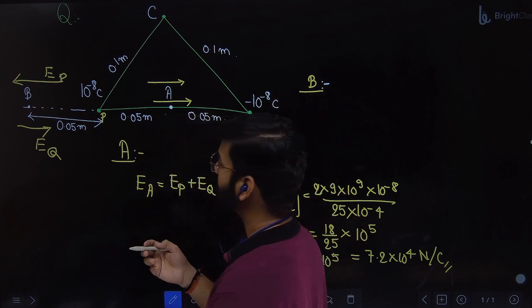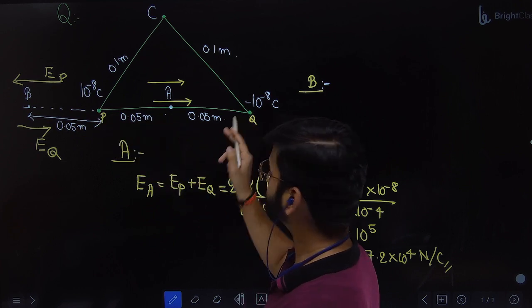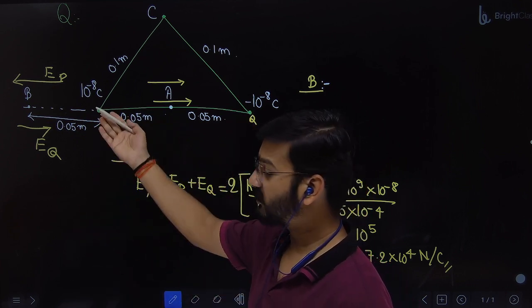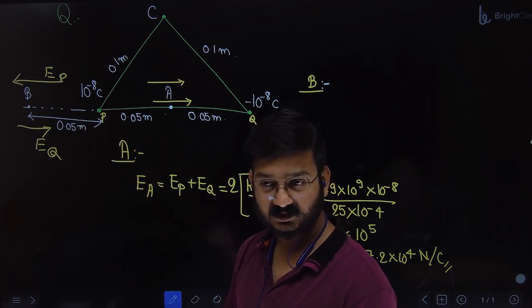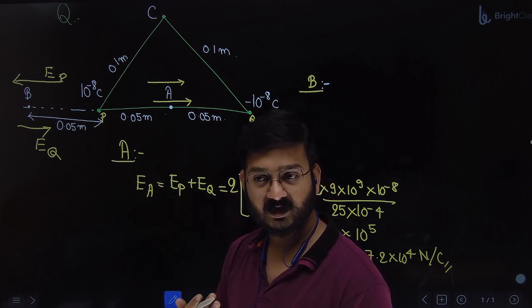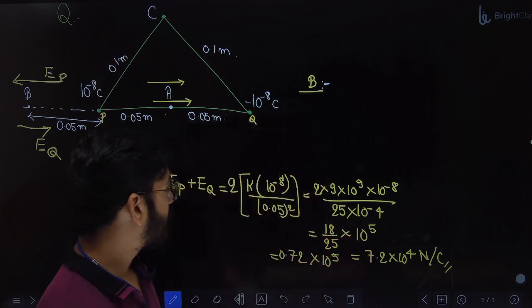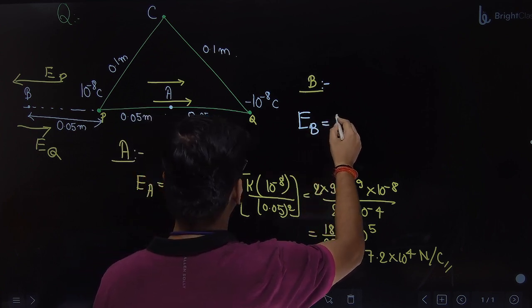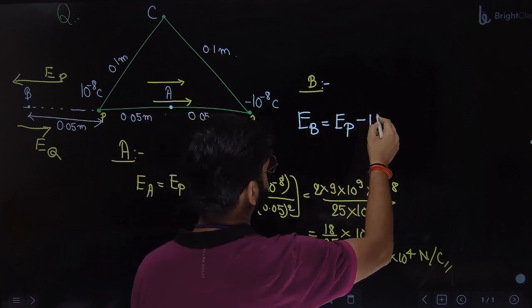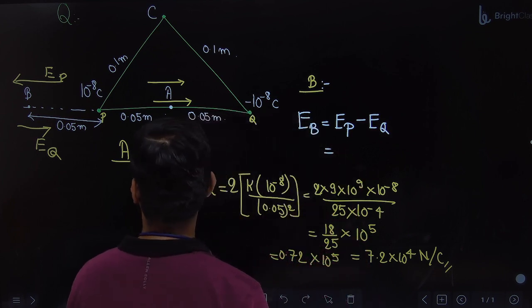Now, second thing, whose magnitude will be more, due to this charge or this charge, which is closer? Because electric field is inversely proportional to the distance square, the charge which is closer will have higher magnitude. So the electric field at point B will be EP plus EQ or minus? Minus. The calculation I'm not going to do, you have to do.